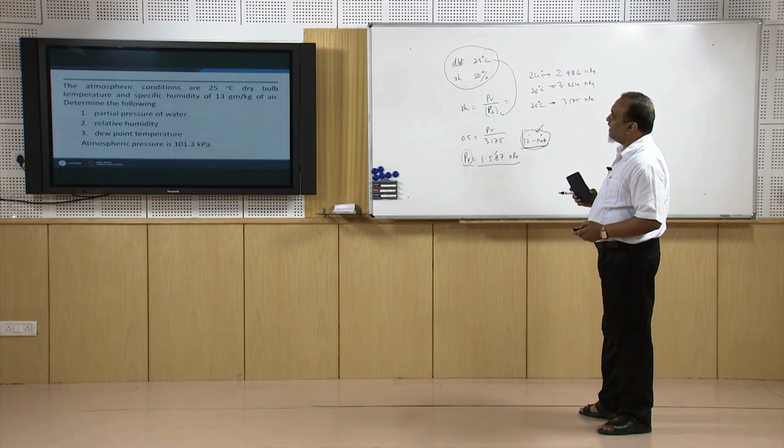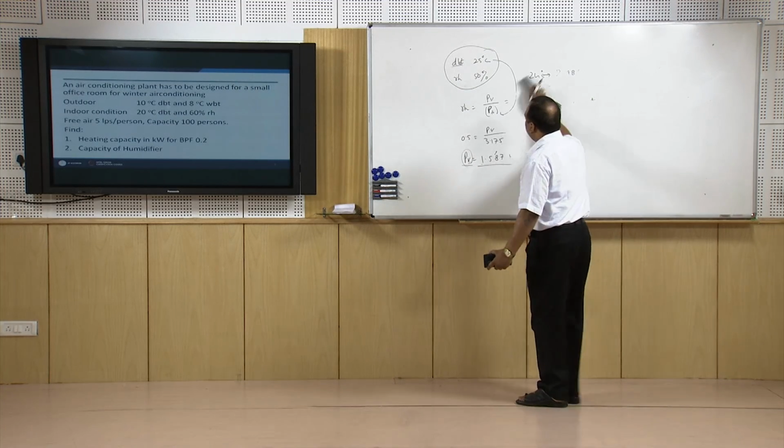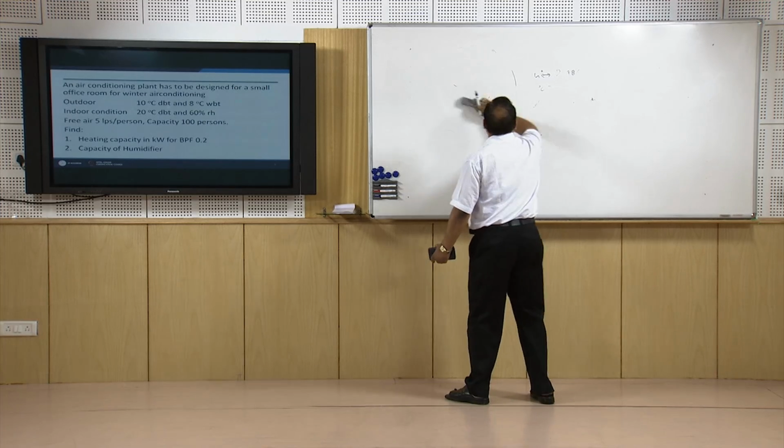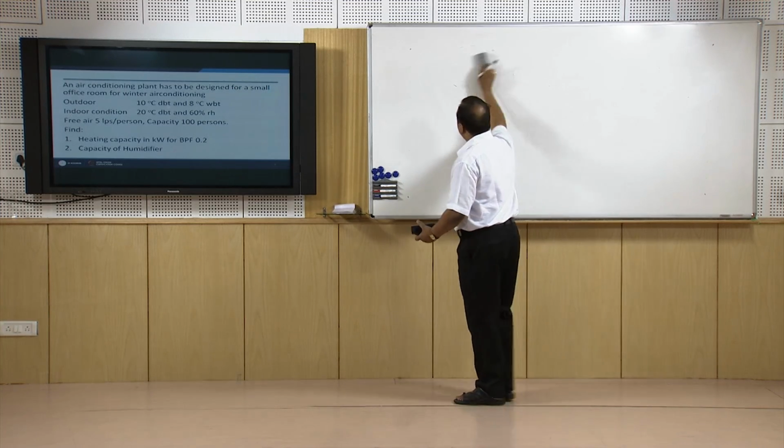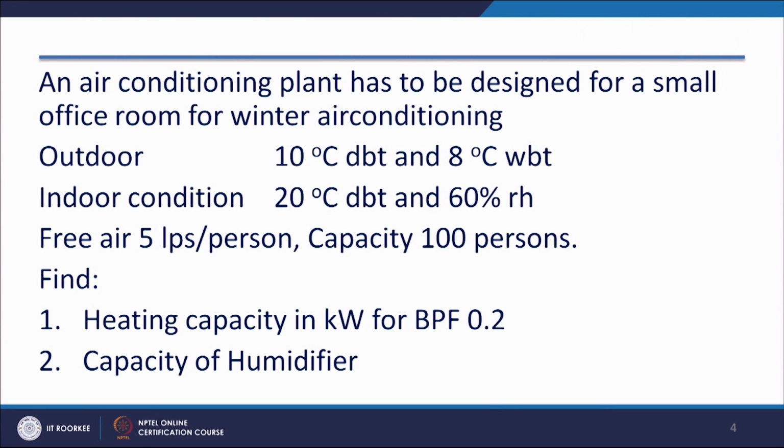Now, after this psychrometric numerical, we can take another part of psychrometry, that is heating systems. This problem involves a heating system. An air conditioning plant has to be designed for a small office room for winter air conditioning. So far we have discussed summer air conditioning, we have done the numericals on summer air conditioning. This is for winter air conditioning. Outdoor is 10 degree centigrade and 8 degree centigrade wet bulb temperature. Indoor is 20 degree centigrade and 60% RH.